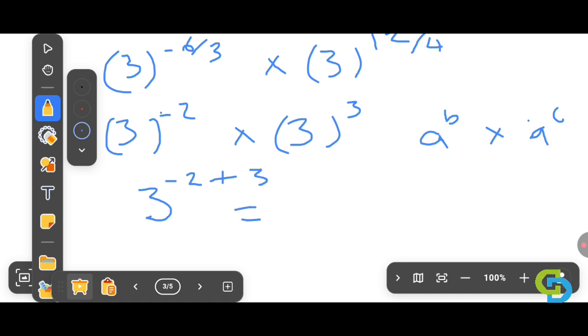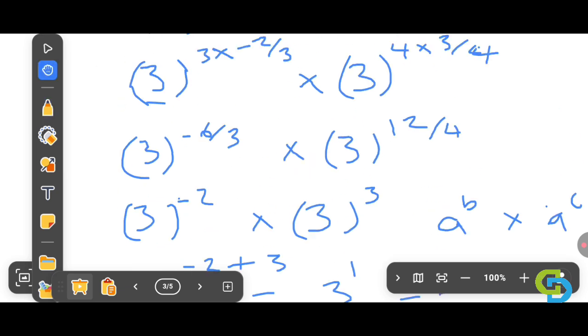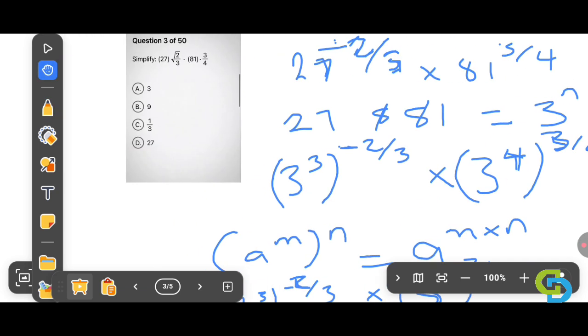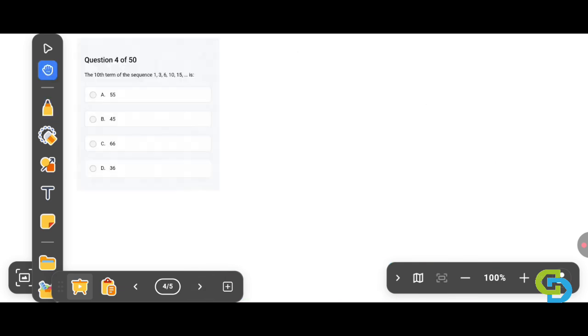And so we have here 3 minus 2 plus 3, which is going to give us plus 1. So we have 1, and that is the same as saying 3. So our final answer is what? It is 3. If you check that here, our final answer is 3, and that is option A. Okay? We move into the next question, that is number 4.